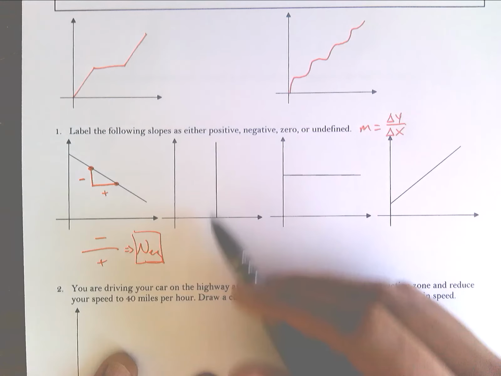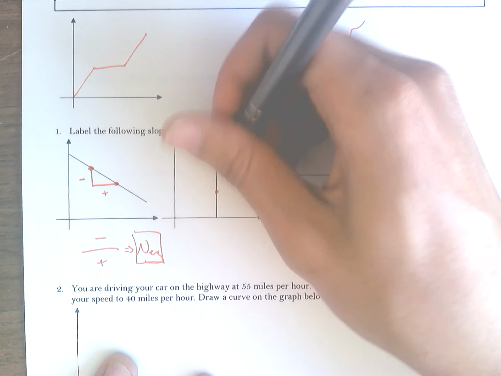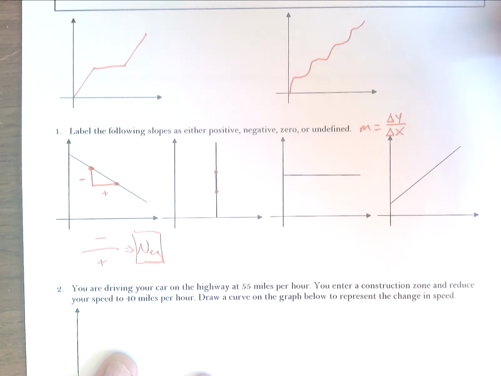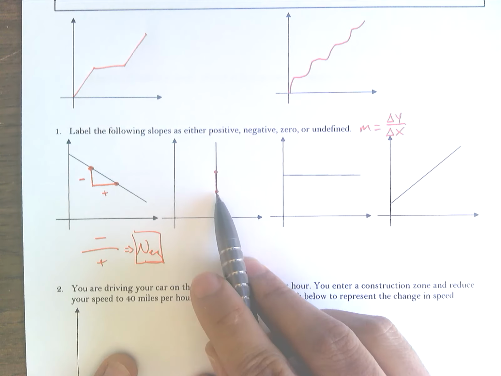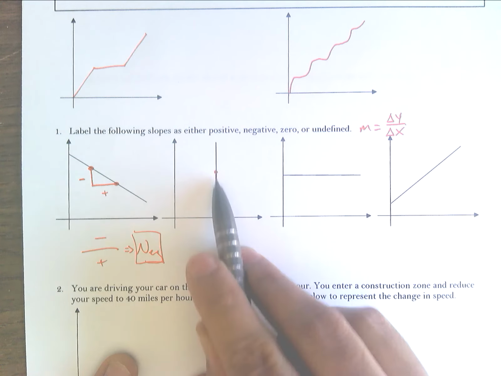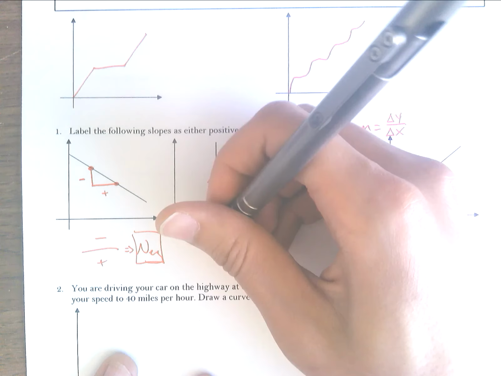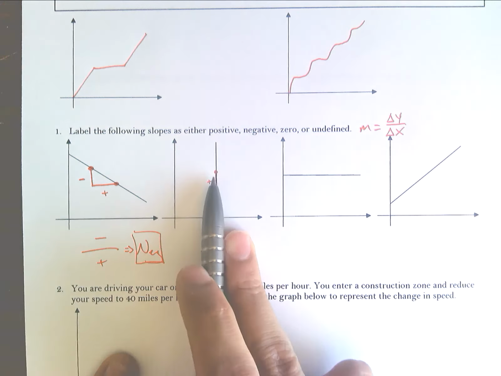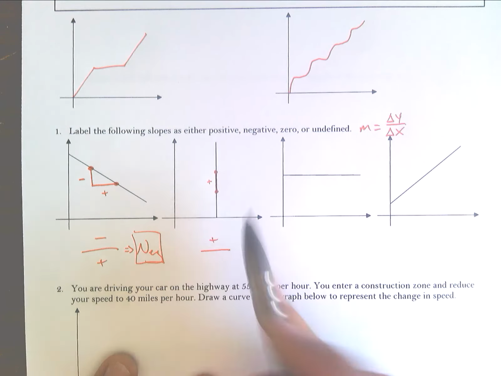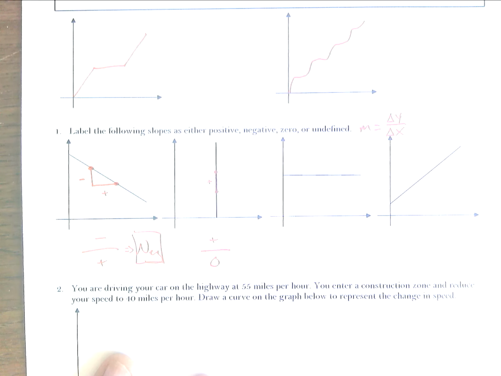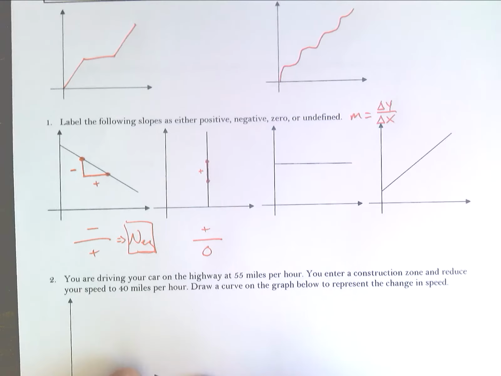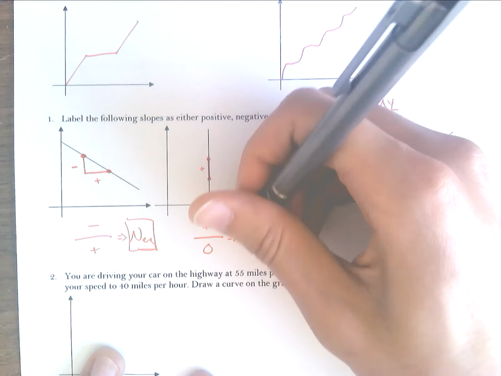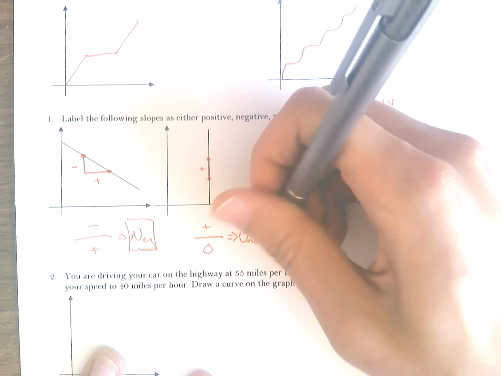Next up, this one is just straight up. If I were to choose 2 points on this graph, well, the change in y, if we choose our first point to be this one and our second point to be this one, we'd be going up. So our change in y is positive. Our change in x, well, actually, x doesn't change at all. It's the same. We don't move horizontally at all. So our change in x is zero. So we have a positive over zero. Well, anything divided by zero is undefined. So this one has an undefined slope.